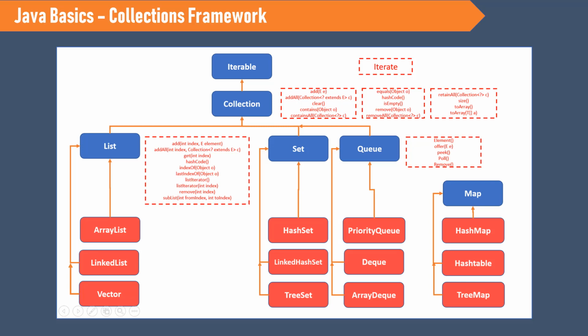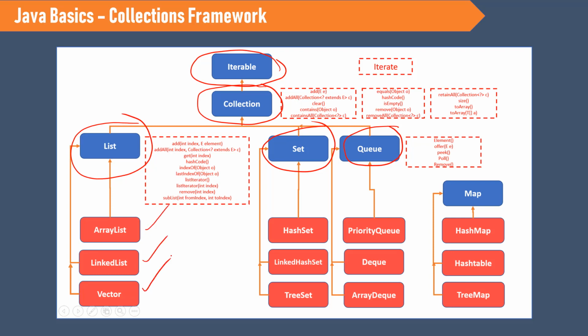A collections framework is a set of classes and interfaces to build a functionality. If you remember this diagram, here we have all the interfaces: list, set and queue, which extend the collection interface, which further extends the iterable interface. Some of the classes developed using these interfaces are, from the list interface, array list, linked list and vector. From the set interface we have hash set, linked hash set and tree set. And from queue we have priority queue, deque and array deque.